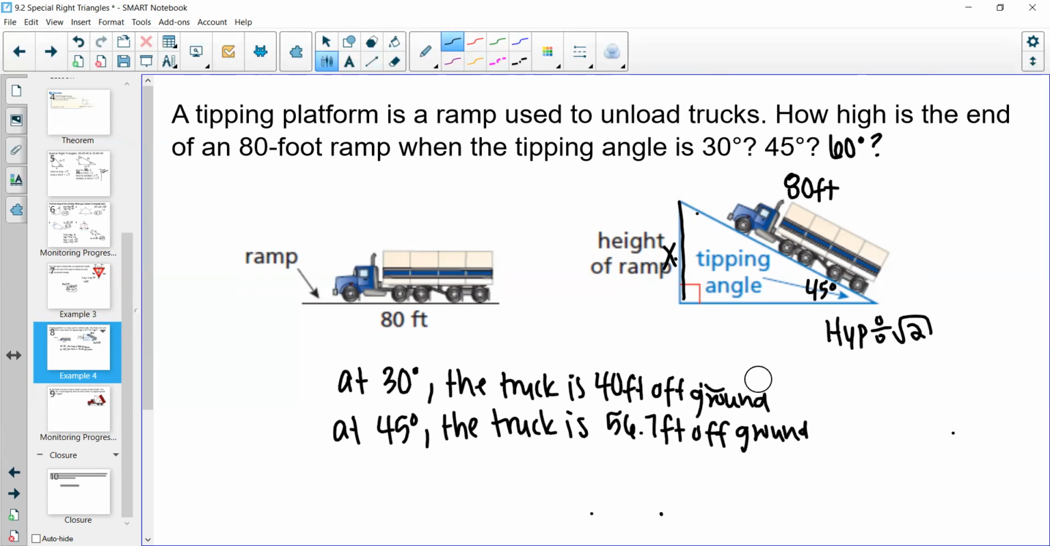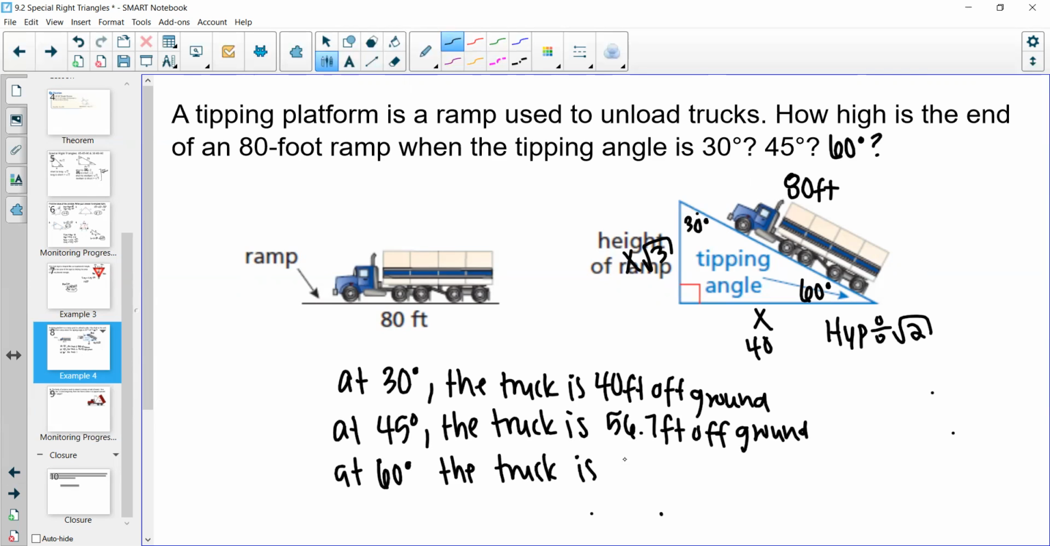Awesome. Now, what we want to ask ourselves is, what happens when this becomes 60 degrees? Well, when this becomes 60, this is actually 30. So the side that's going to be smaller is actually going to be this one, and this one's going to be whatever x is times the square root of 3. So if this is the shorter side, we know that makes this side 40 because it's half of our hypotenuse. But to get the height of the ramp, at 60 degrees, the truck is at 40 times the square root of 3 feet. And as we do 40 times the square root of 3, we end up getting 69.3 feet off the ground.